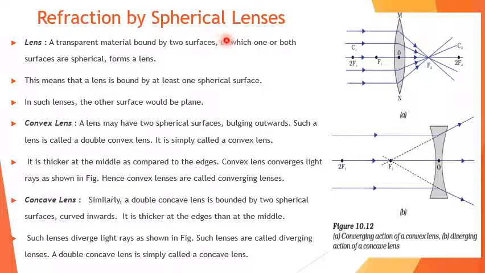Refraction by spherical lenses. Okay, now we have studied spherical mirrors, but these are spherical lenses. Now what is a lens? Let us see what is a lens. A transparent material bound by two surfaces, of which one or both surfaces are spherical, forms a lens. So just see, bound by two surfaces.